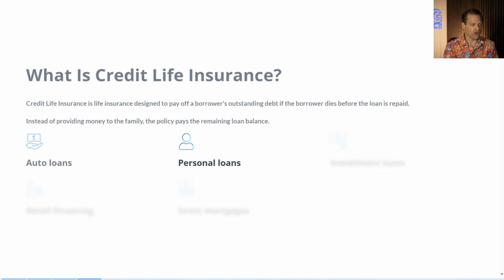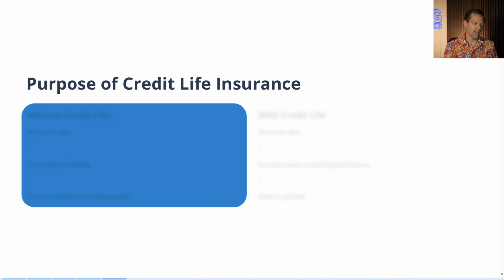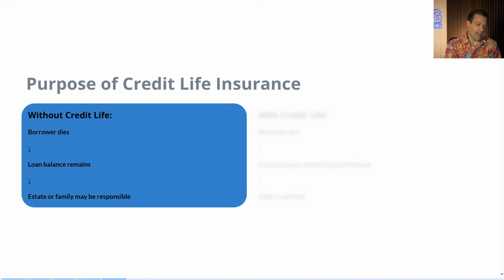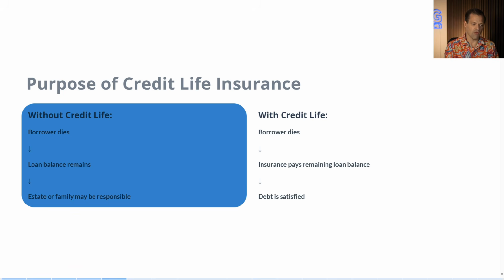So things like auto loans, personal loans, installment loans, retail financing, and some mortgages, this is where a credit life insurance plan pays very well. So again, if you don't have this, the borrower dies, the loan balance remains, and the estate of the family may be responsible. But with credit life, the borrower dies, the insurance pays the remaining loan balance, and the debt is satisfied.